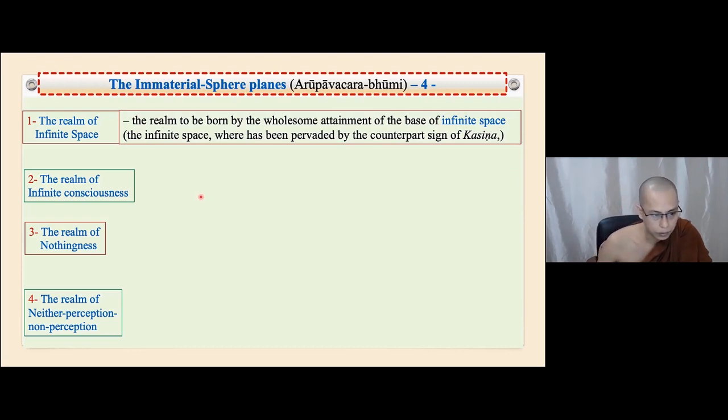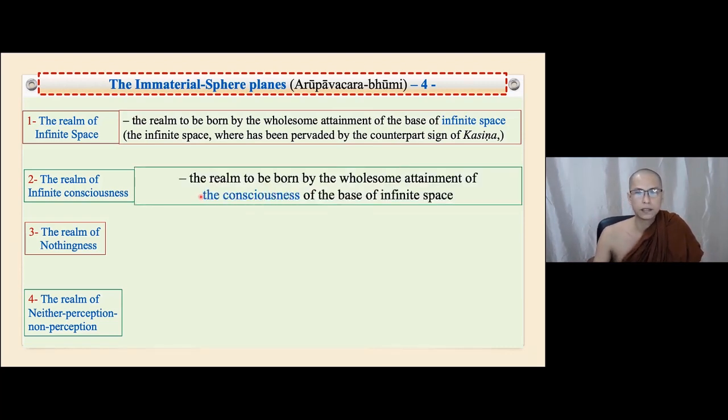Okay, so secondly, the wholesome attainment of consciousness: not paying attention to the space, he focuses on the consciousness of the first jhana, then develops to the second jhana.